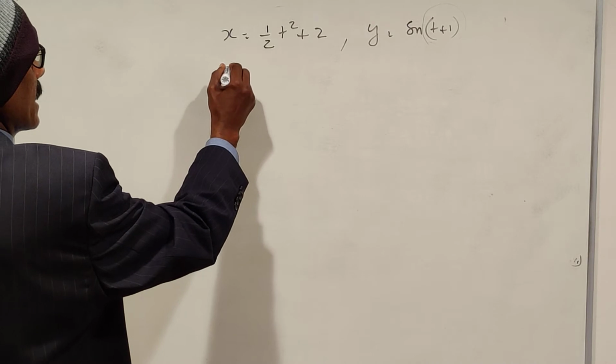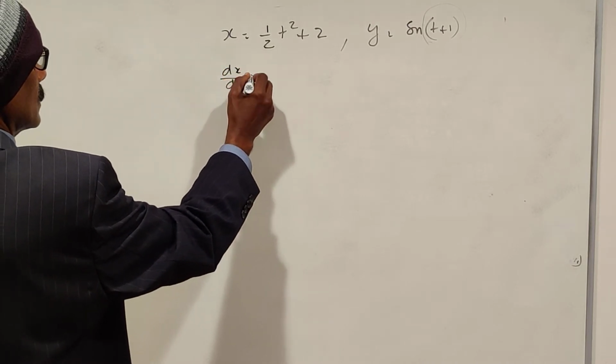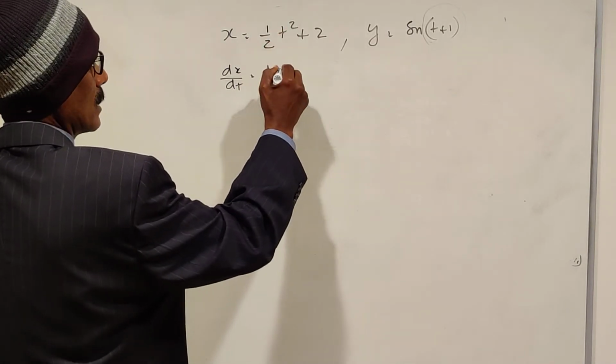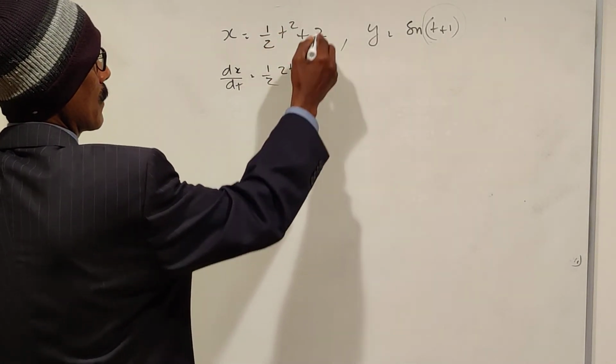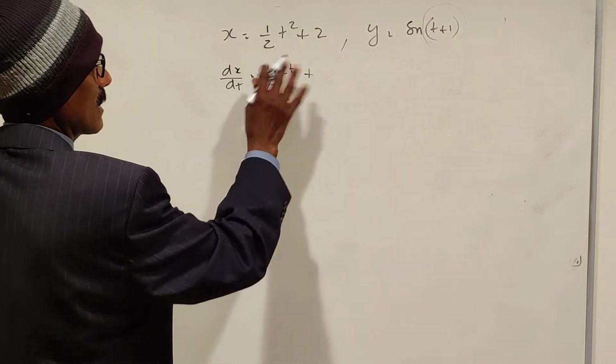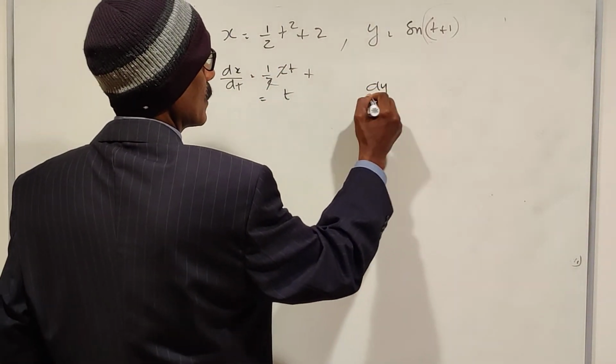Okay. Find dx by dt. Half is a constant. The derivative of t square is 2t, plus the derivative of 2 is 0. So the answer, dx by dt, is just t. Okay, dy by dt is what?